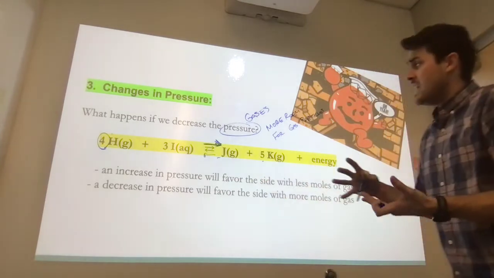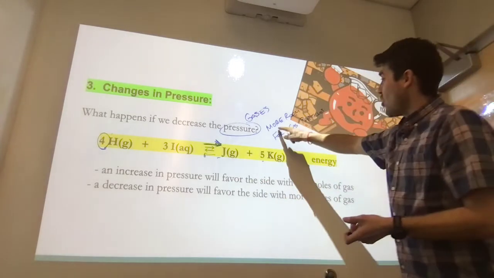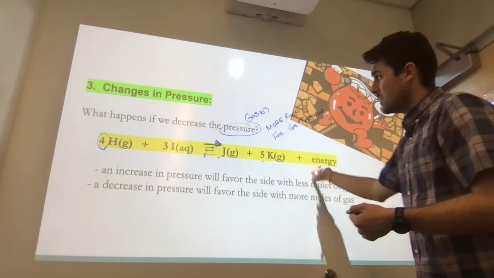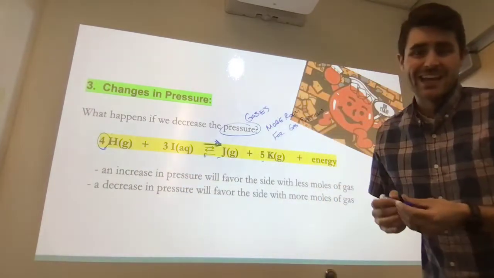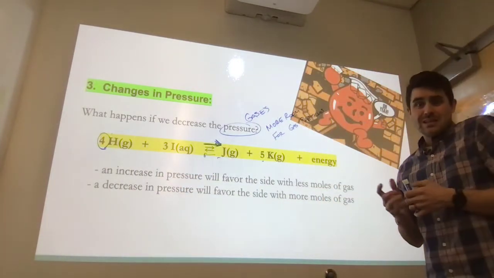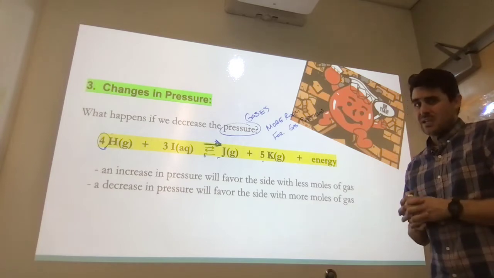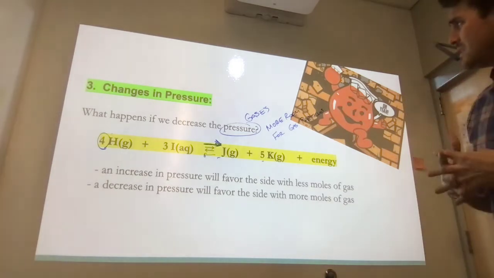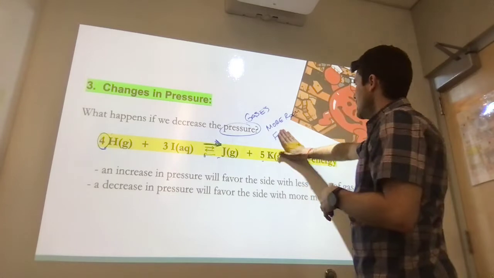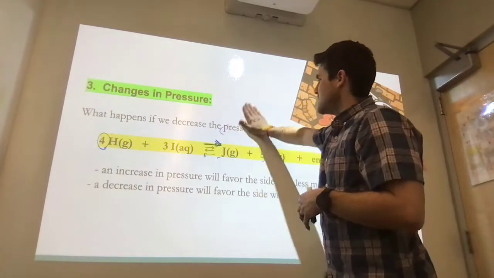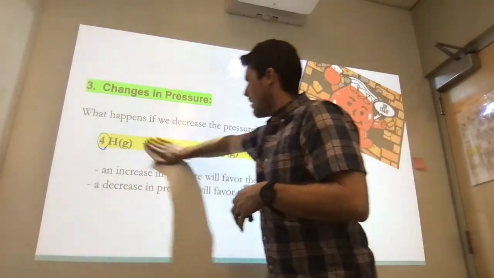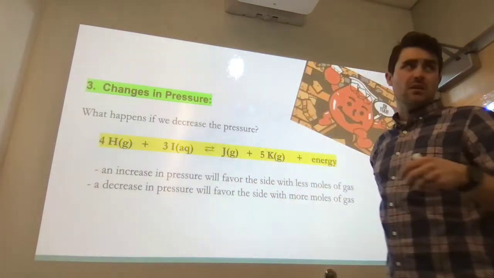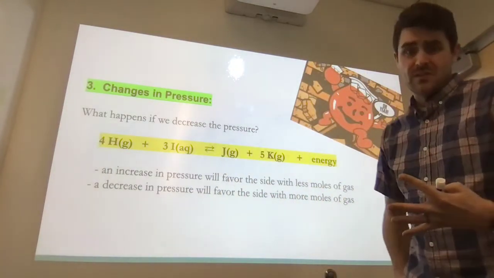On the flip side, if I were to increase the pressure or make less room for particles, it would shift towards the side that has fewer gas particles to alleviate the lack of space that's there. These are the three basic changes, or stresses, that we see in our course. There are others, and they get more complex. We'll see a few more complex ones, but these are the basic ones, okay?